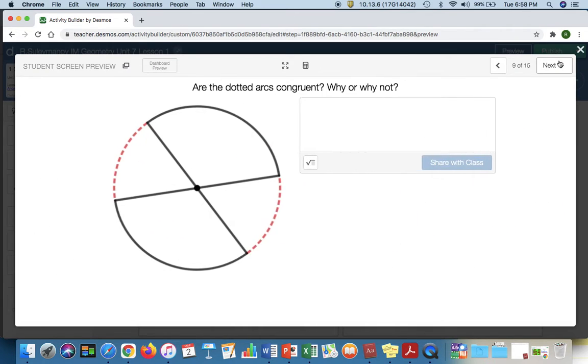And then the next few questions are really spiraling ideas to incorporate prior content taught. And these questions all come from New Vision. So this first one really focuses on the idea of central angles being equal to the arcs they intercept.